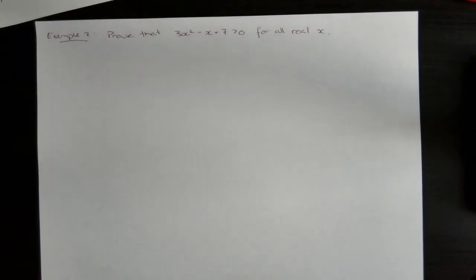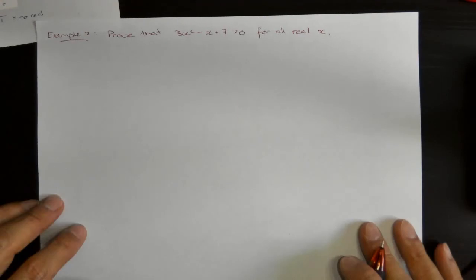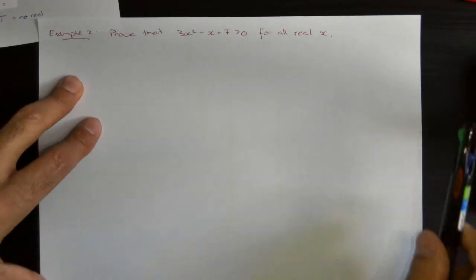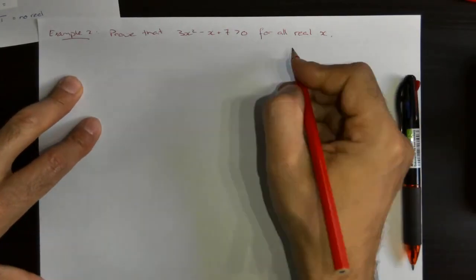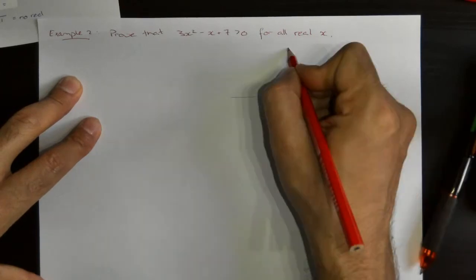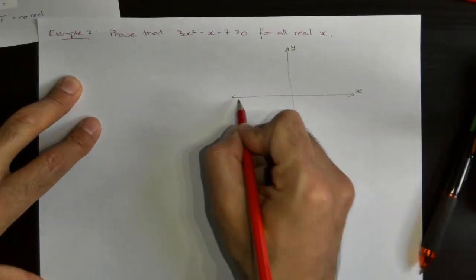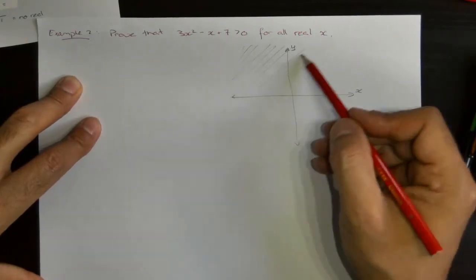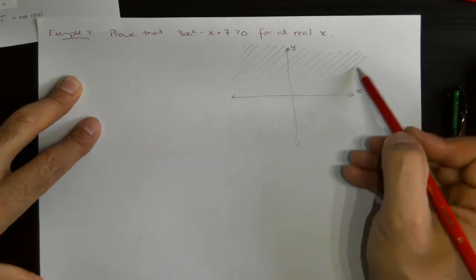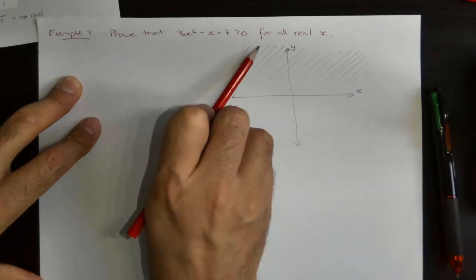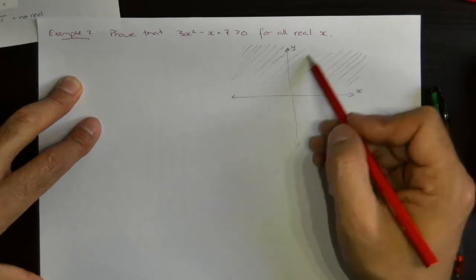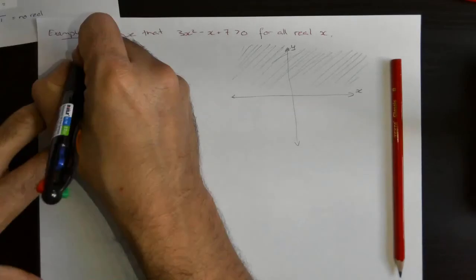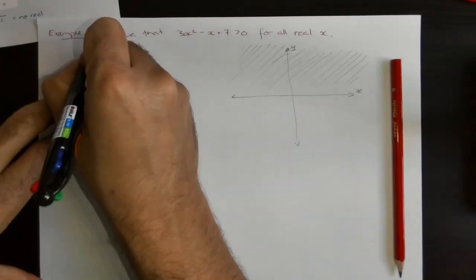Next example. Right. We're going to prove that 3x squared minus x plus 7 is greater than 0 for all real x. And basically what that means, if we had a Cartesian plane, we're saying that this quadratic falls into this section, when y is greater than 0. So it's going to fall somewhere here, which means that it shouldn't have any x-intercepts. So if that's the case, the discriminant is going to be less than 0.